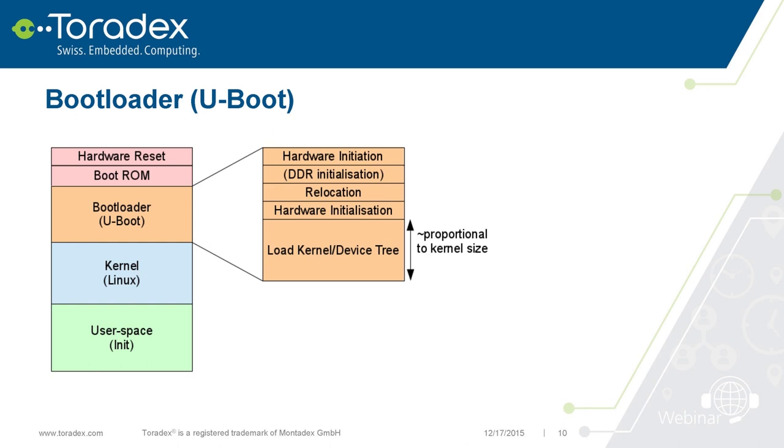In the case of the bootloader, it also initializes the main memory, the DDR memory. It relocates itself into the DDR memory, does some more hardware initialization, like, for instance, finding the boot device, the NAND flash chip, and then loads the kernel and the device tree. And here again, the time it takes to load the kernel is actually proportional to the kernel size. So a smaller kernel helps to improve the bootloader's boot time.